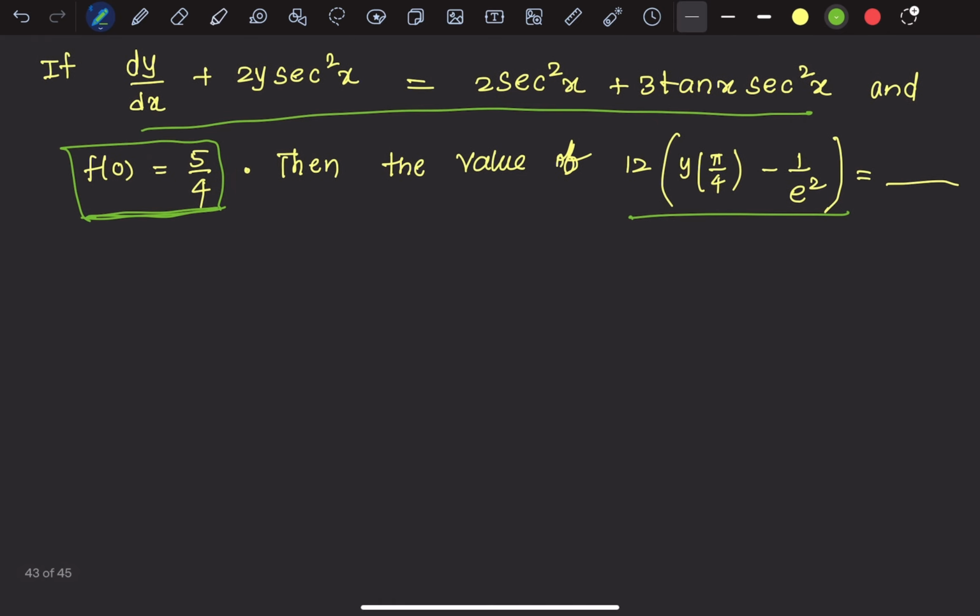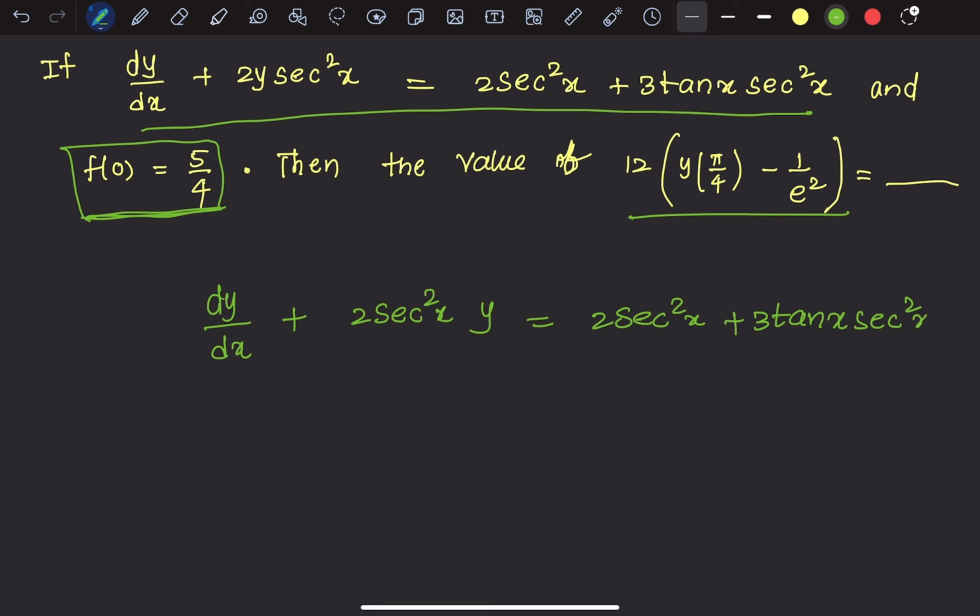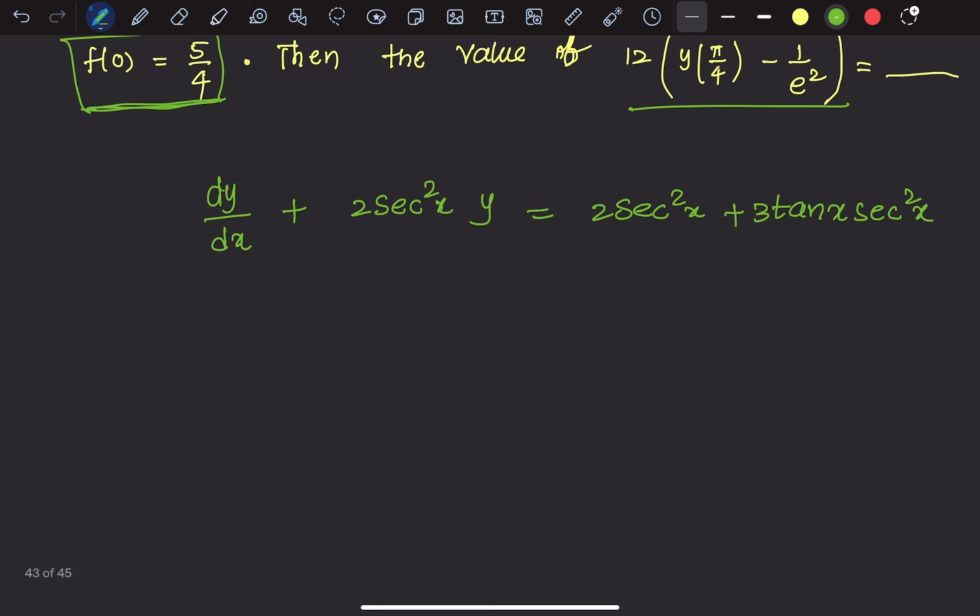So let us consider the differential equation. dy upon dx plus 2 secant square x times y is equal to 2 secant square x plus 3 tan x secant square x. So now, this is a very classic differential equation.